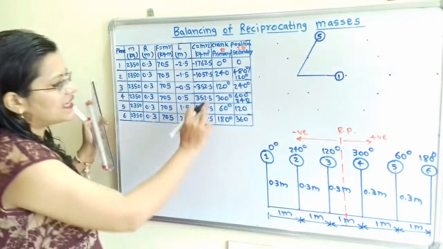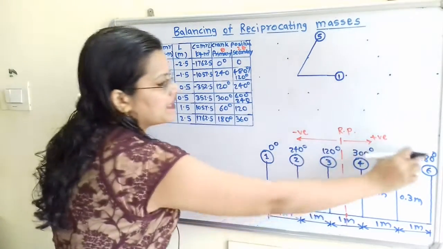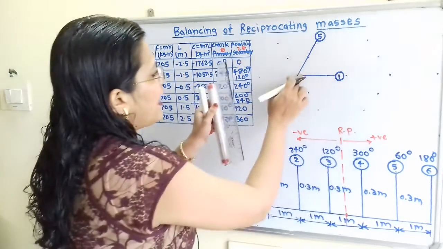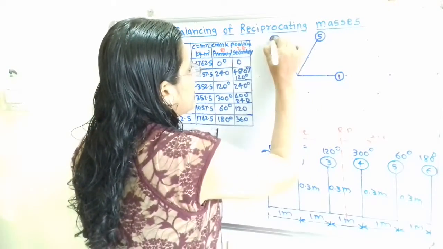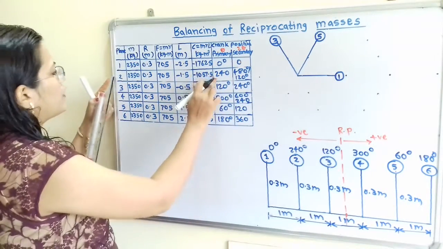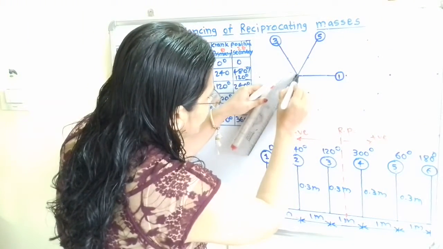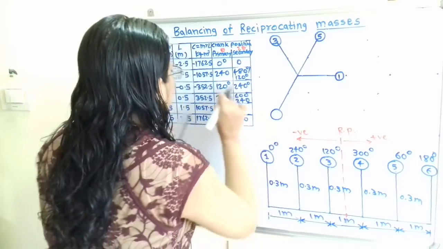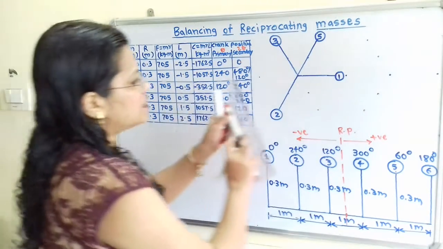Then 60 plus 60, that is 120. This 120 degree is for 3, as per the given firing order. So we have to take a 120 degree angle, draw one line, and mention here number 3. Then next one, 240 degree, is for 2. So here we have to take 240 degree and it is 2. Then next one is 300 degree and it is 4.